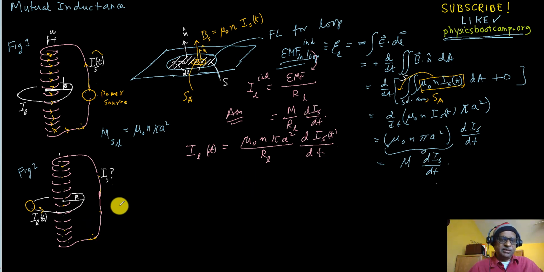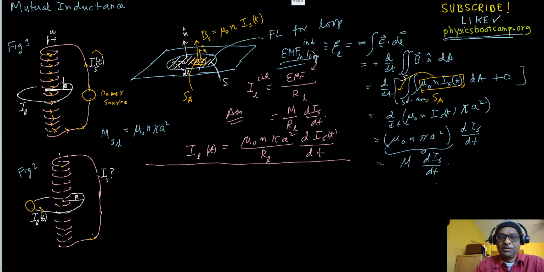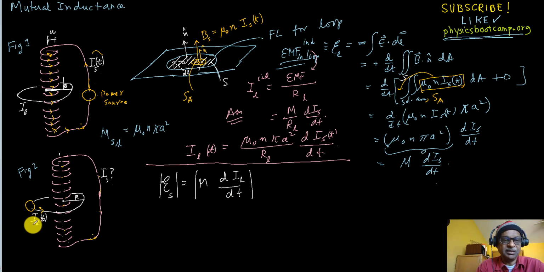Let's try to do the second one. To do the second one, it's really not that much work anymore, because according to this, we found that exactly the same kind of relationship holds the other way: the EMF in the solenoid will be M, looking at absolute value, dI_L/dt, with the same mutual inductance.